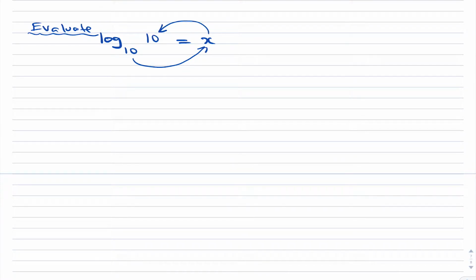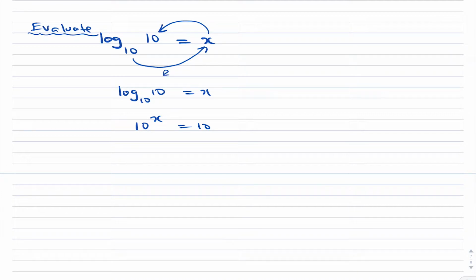Let's try another example. We need to evaluate log of base 10 of 10. So in this case, we need to equate that to x, and then we'll raise it. That will become log of base 10 of 10 equals x, which then becomes 10 to the power of x equals 10.